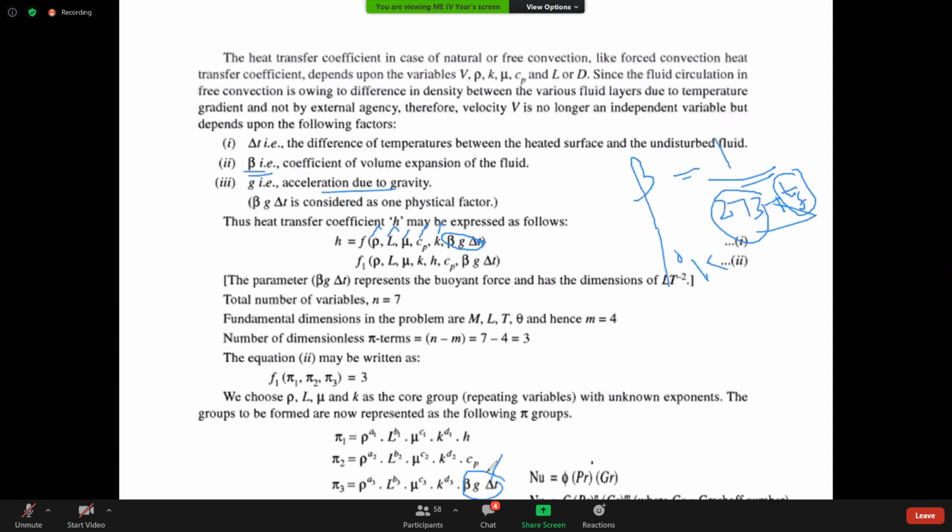This G beta delta T is nothing. Delta T is nothing but change in temperature. Beta is per Kelvin. Delta T is again, let us say, Kelvin. And G is nothing but meter per second square. These two get cancelled. Fundamental dimensions, meter per second square you'll get. For this meter per second square, L T power minus 2 you'll get. That is the thing. Everything is same.